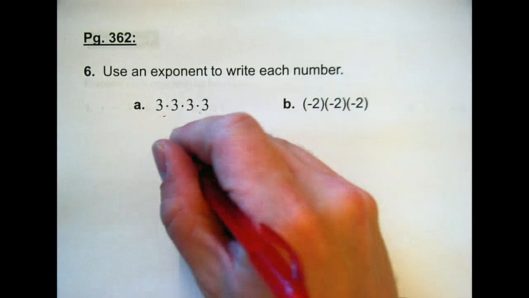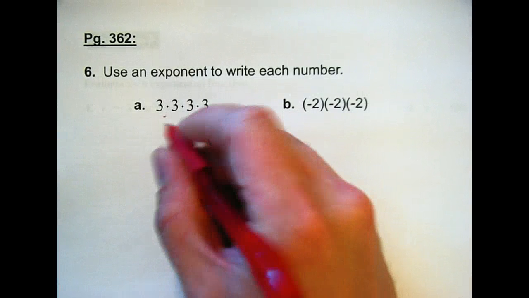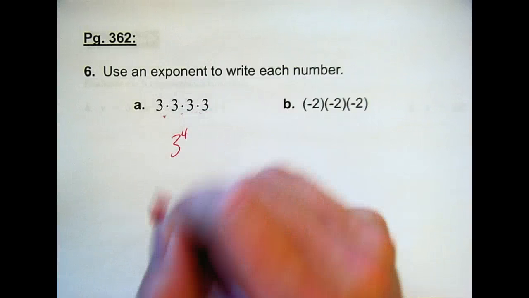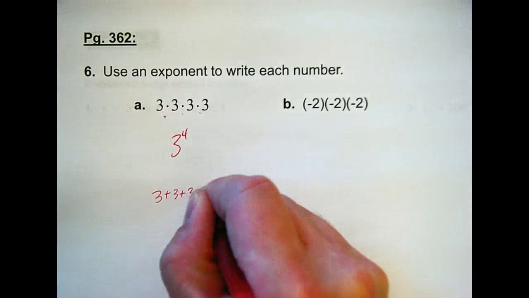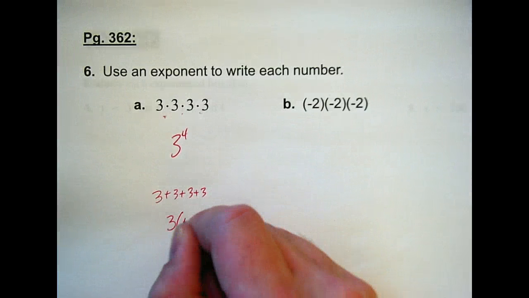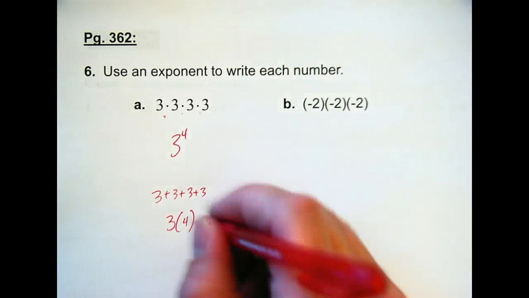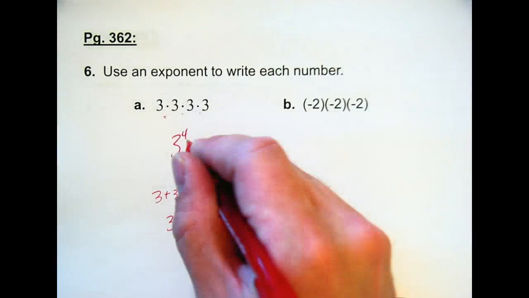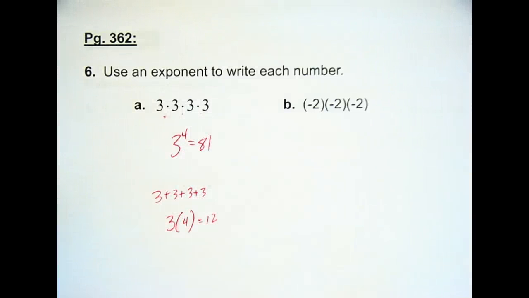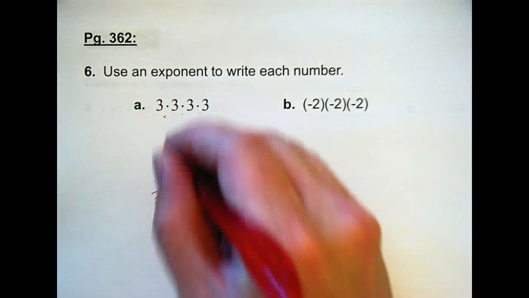This is 3 to the 4th. Repeated multiplication is a power. Remember, that's different than 3 plus 3 plus 3 plus 3. That's 3 times 4, which is 12. This is 9 times 9, or 81. So this one's 3 to the 4th.